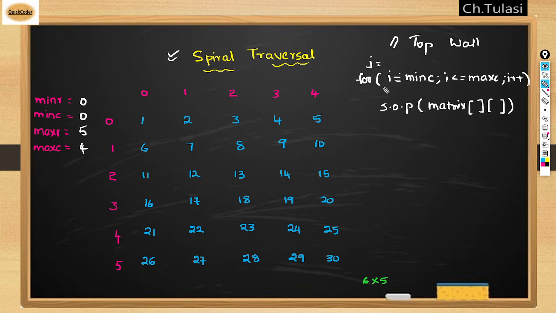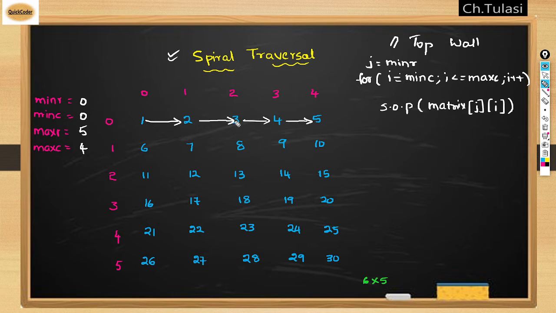what is fixed here? The fixed one I will write in J always. Min row is fixed, so this row is fixed. And I, meaning the column, is moving from min column to max column. So up to here the top wall is printed. 1 is printed, 2 is printed, 3, 4, and 5 is also printed because I is less than or equal to max column.